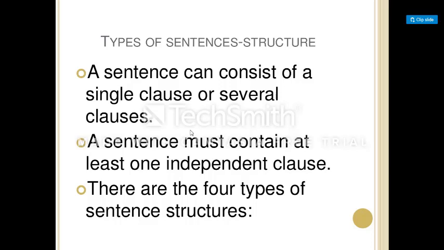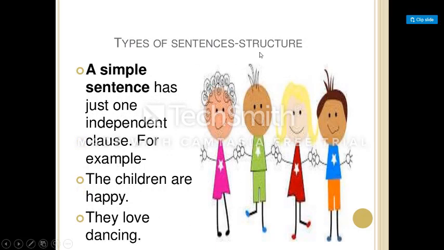So dear students, a sentence can consist of a single clause or several clauses. A sentence must contain at least one independent clause. That is mandatory. To be a sentence there must be one independent clause. There are four types of sentence structures. Just keep in mind the clause. Basically the number of clauses makes the types of sentences according to structure, right?